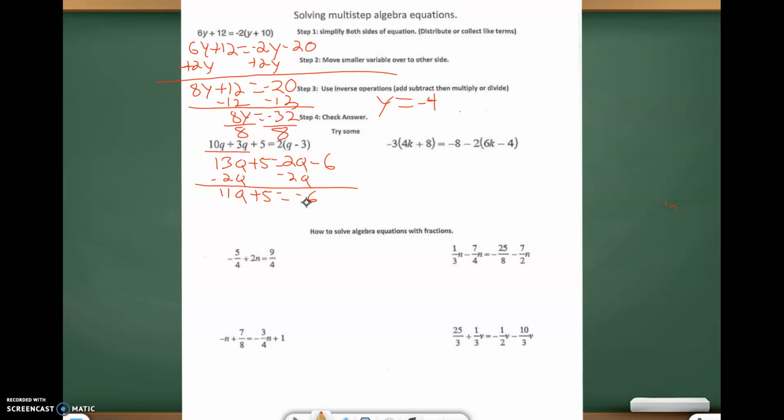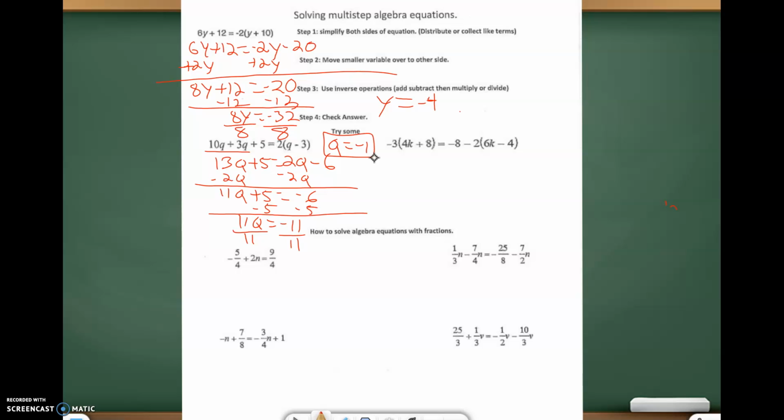-6, okay. And I'm going to subtract 5 from both sides. 11q equals -11. Divide it out. And q equals -1, right? Next one, going to distribute and collect like terms.